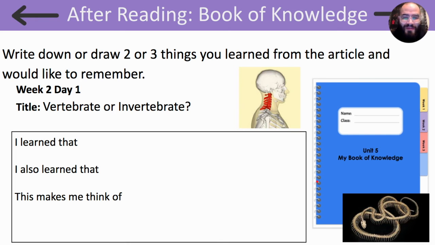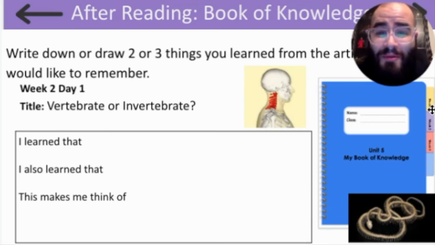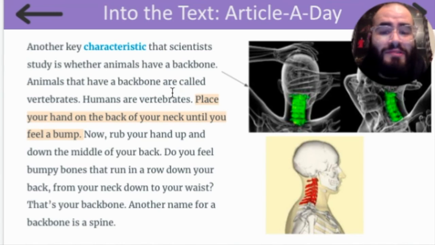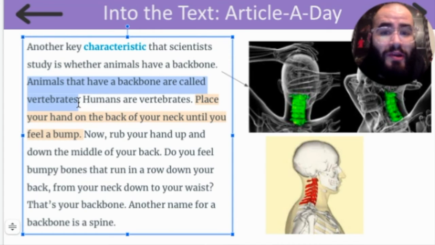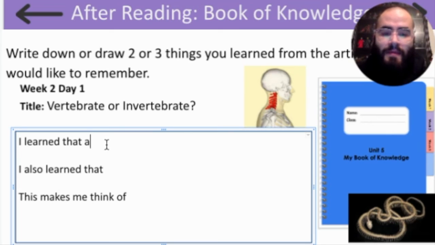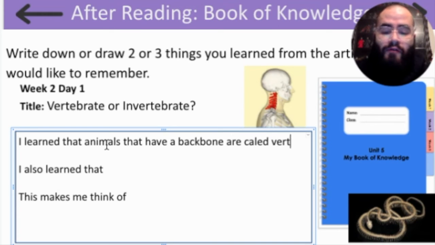Please take out your book of knowledge. Write down 2 or 3 things you learned from the article and would like to remember. Pause the video and take a moment to do this now. I'm going back to the article to find some evidence that I can add to my book of knowledge. The first thing I learned is that animals that have a backbone are called vertebrates. I'm going to add that to my book of knowledge. I learned that animals that have a backbone are called vertebrates.